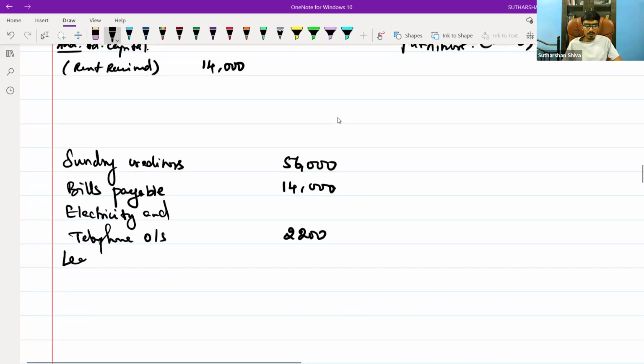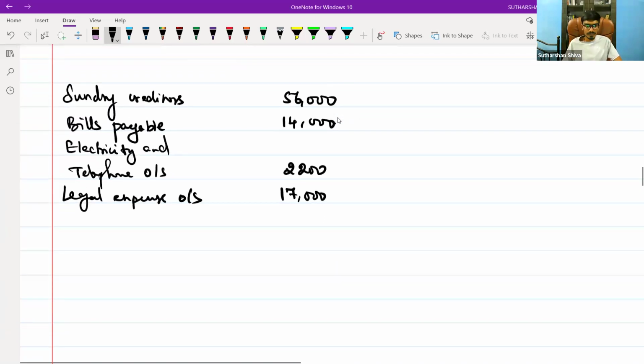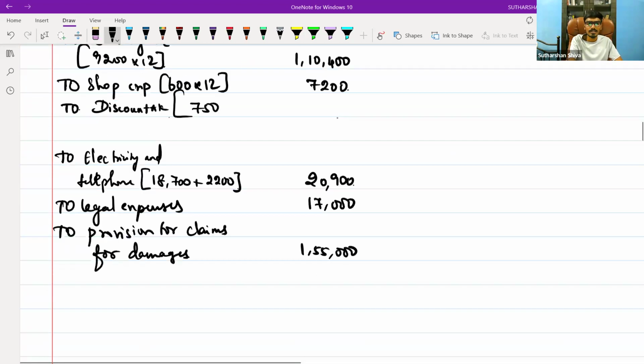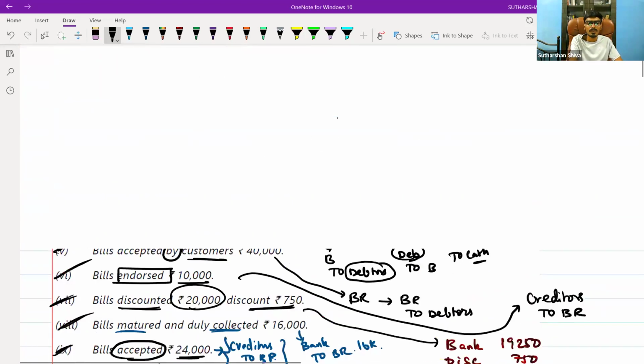So I will write down legal expense 17,000 outstanding. Then provision. All the provisions are your liabilities, right? So provision for claim for damages. What is the provision for claim for damages? It is 1,55,000. Done. Next, come to my next account.